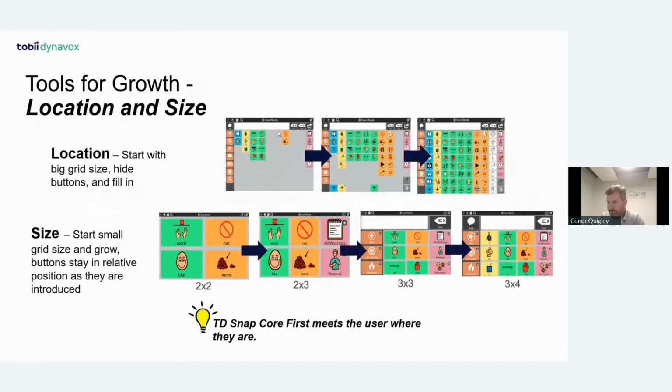So we've talked about, I mentioned it a few times, that we can meet the user where they're at. And so we don't have to start on a specific grid size. And there's two different ways of doing it. One is location. So we can start with a big grid size and hide buttons and fill it in, or we can start with the size and we can start small and grow large. So this is where we meet the user where they're at. So I'm going to show you in practical terms what that looks like.